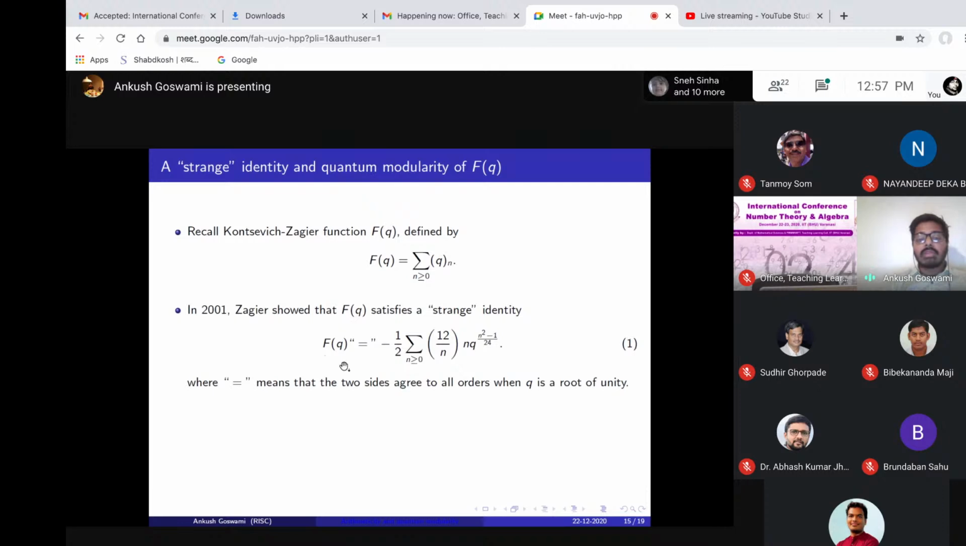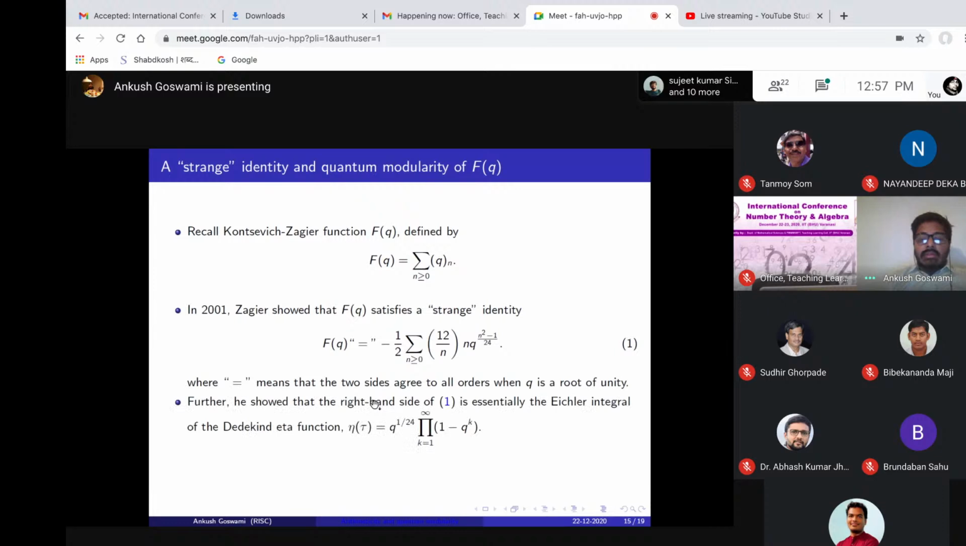Okay, so what Zagier did was show that the right-hand side, which is a partial theta series, can be viewed as the Eichler integral of the Dedekind eta function, which is a modular form of weight 1/2 over SL2(Z). And then this Eichler integral has quantum modular properties, from which one can show that F(q) has quantum modular properties. So this is what Zagier did. We also adopted the same idea to prove quantum modularity of F_t of q. But to do that, we need to have a strange identity for F_t of q, like we have for F of q.